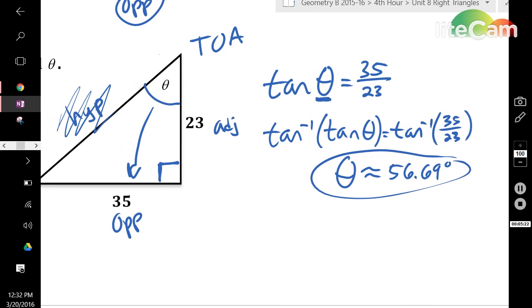So just to recap, first thing you do, label the side lengths, then determine what trig function you're going to use. In this case it was tangent. Write the equation, do the inverse trig function on both sides, and calculate to find your missing angle.